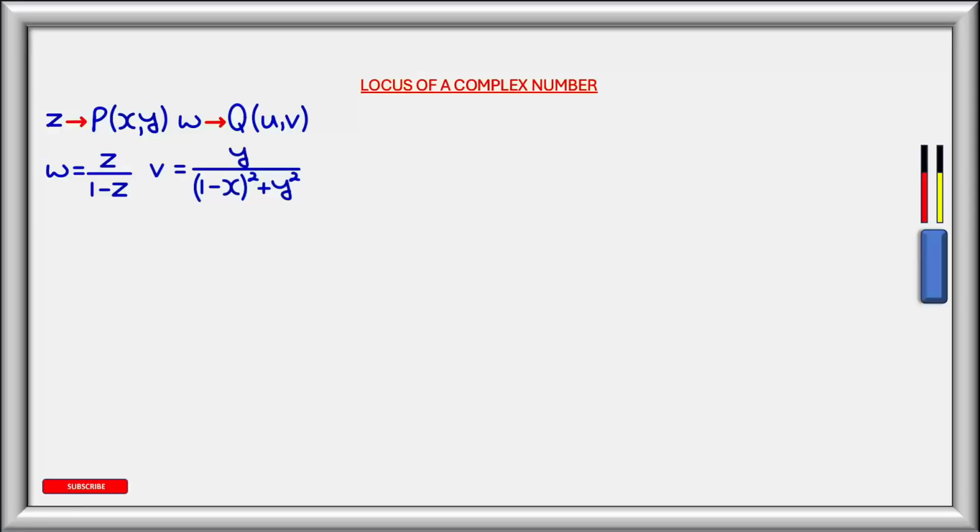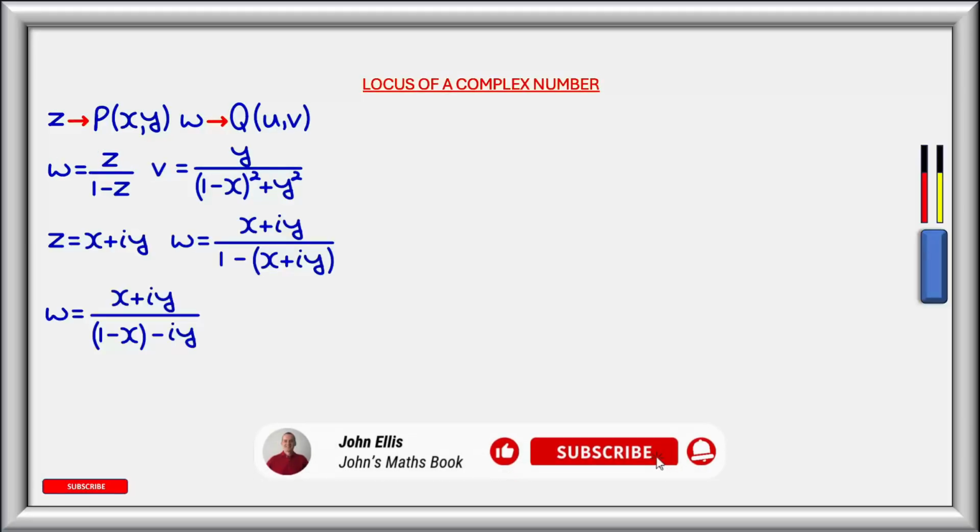The complex number z is represented by the point P of xy, and the complex number w is represented by Q of uv in the Argand plane, where w is equal to z divided by 1 minus z. In the first part of this question, we want to show that v is equal to y divided by (1 minus x) all squared plus y squared. And so to begin with, we can let z equal x plus iy.